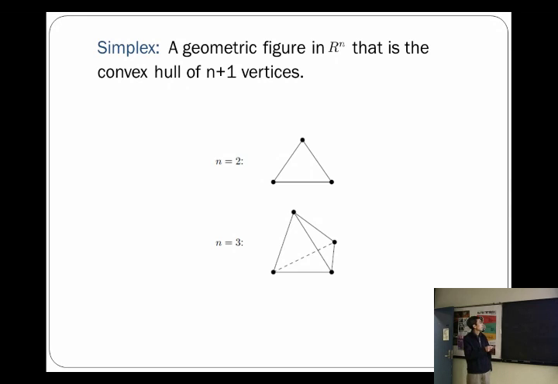Starting with the simplex. In dimension 2, a simplex is simply a triangle. The dots here we call vertices. This is a dimension 3 simplex, a tetrahedron. In general, a simplex in R^n is a geometric figure that is the convex hull of n+1 vertices.